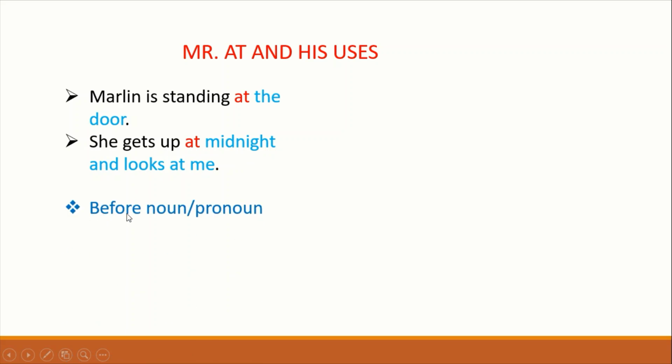Prepositions are used before noun or pronoun. Let us look at the example. Merlin is standing at the door. Where is Merlin standing? At the door. The door is a noun. At is a preposition. The preposition at is used before the door.